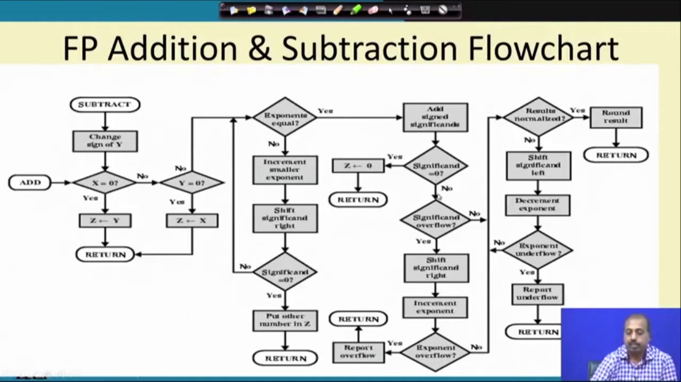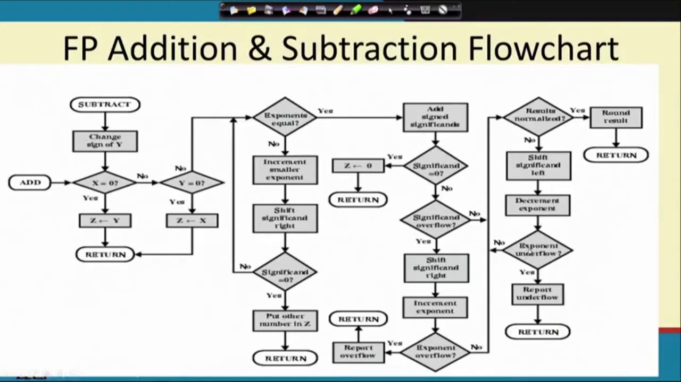If the significand is non-zero, then there may be a possibility that there is an overflow or no overflow in the significand, which contains a fixed number of bits. If there is no overflow, then we have to check whether the result has been normalized or not. That is, after the decimal point the first digit should be 1, and before the decimal point there should not be any digit. All those rules are checked, and accordingly, if the result is not normalized, then we have to shift the significand towards the left and decrement the exponent part. And then we check whether it results in exponent underflow.